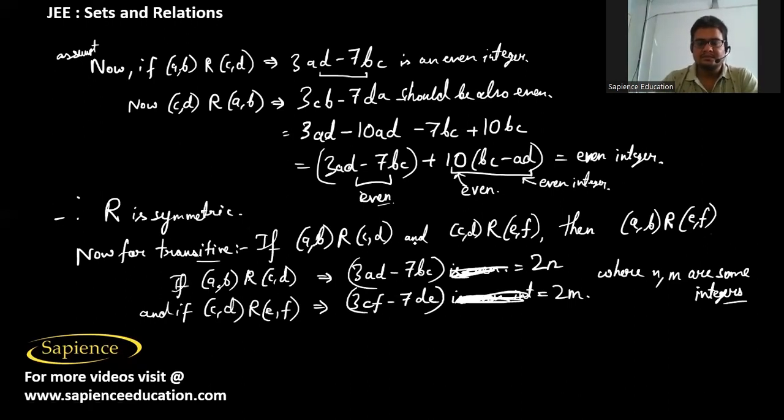Now, therefore, (A, B) is related to (E, F) if 3AF minus 7BE is also even. So this we can write as 3AF minus 7BE. So here we can't say whether it is even or not.